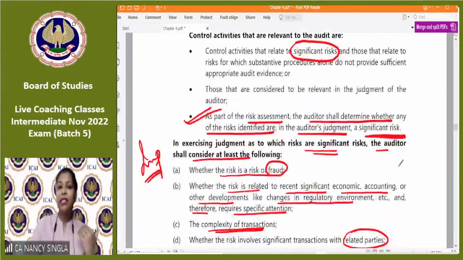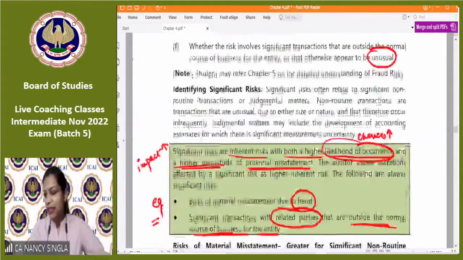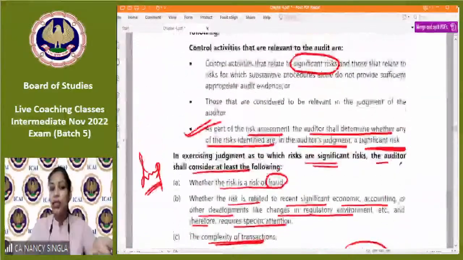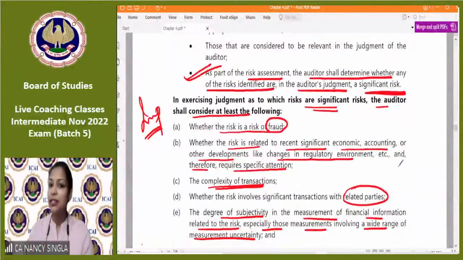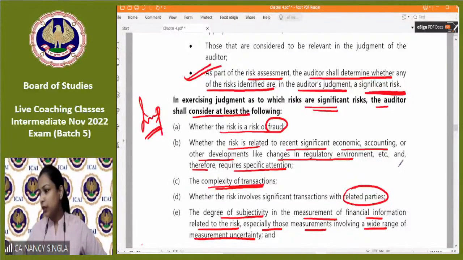Now, what is significant risk? Definition we have seen and the examples we have seen here. And when the auditor is assessing whether a risk is a significant risk or not, he needs to consider all these factors which are reflecting on your screen. So now, have you understood? Amritpal Kaur, please reply whether you have understood. Then Dhanlakshmi is saying she has understood.